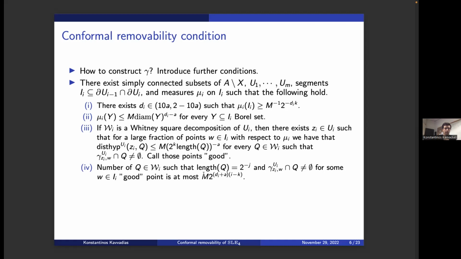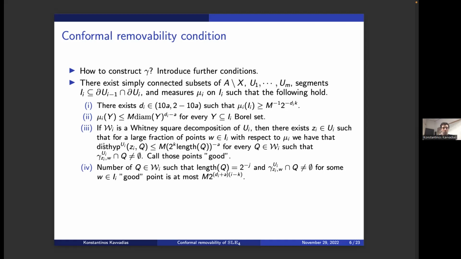This bound again makes sense in the case of SLE4. Because remember when d is equal to 3/2, we can estimate the probability that SLE4 hits a fixed ball of size epsilon, for instance. And so it's exactly the same here, because a Whitney square of side length 2 to the minus j is a ball of that size. So I mean, condition 4 makes sense as well.